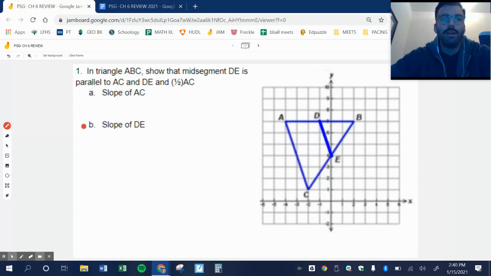So if these two are parallel, then their slopes must be the same. So I'm going to do that. I'm going to find the slope of AC first. It looks like it's falling, which means it should be negative. So I'm just going to write that it's going to be negative right now.